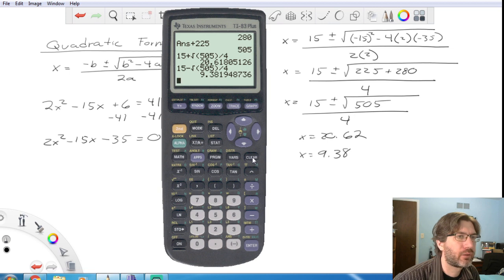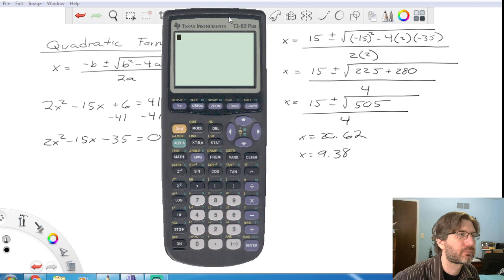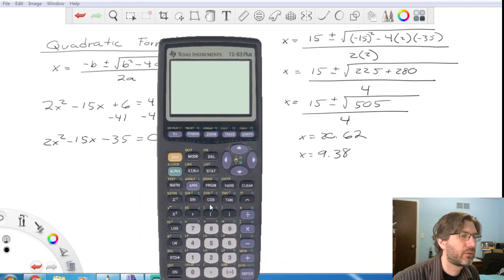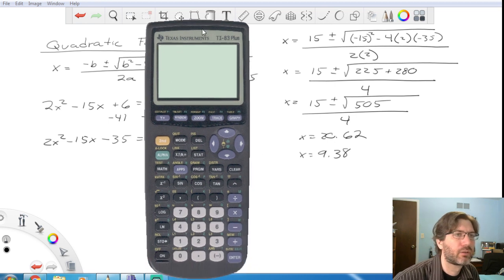Let me look through that one again. Negative 15. Do that right. Oh, that's right. 15 squared is 225. 4 times 2 times 35, and I want the opposite of that.